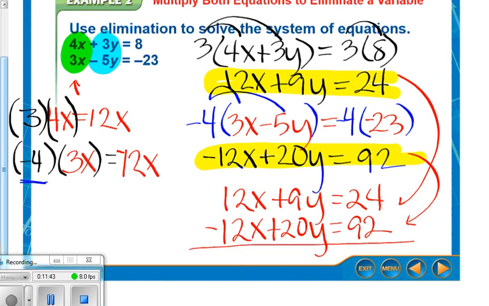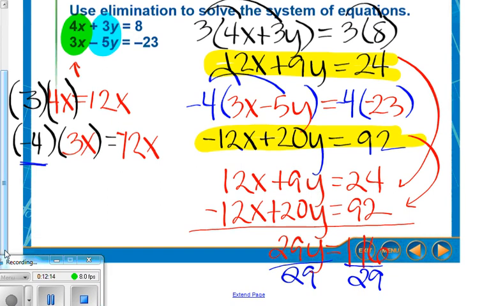Now when I do this, the 12's cancel out. I'm left with 29y equals 116. Okay? Finally, we're going to divide by 29, divide by 29, and let me get my calculator, so wait one moment. All right, and so in my calculator, I said y is equal to 4. Let's see if I can find a clean place to write this. Y is equal to 4. Good. I'm halfway there, right?